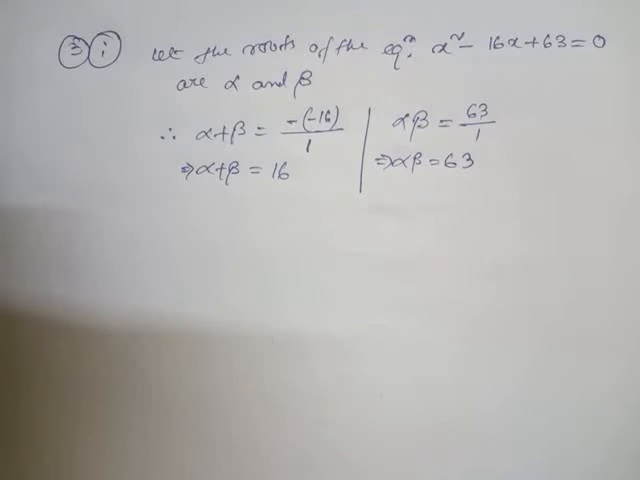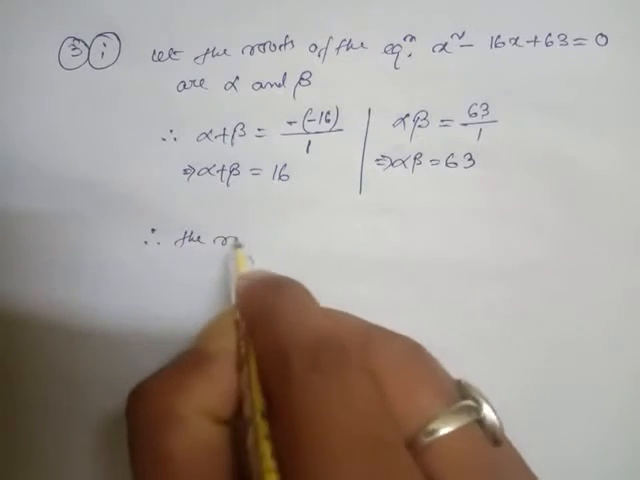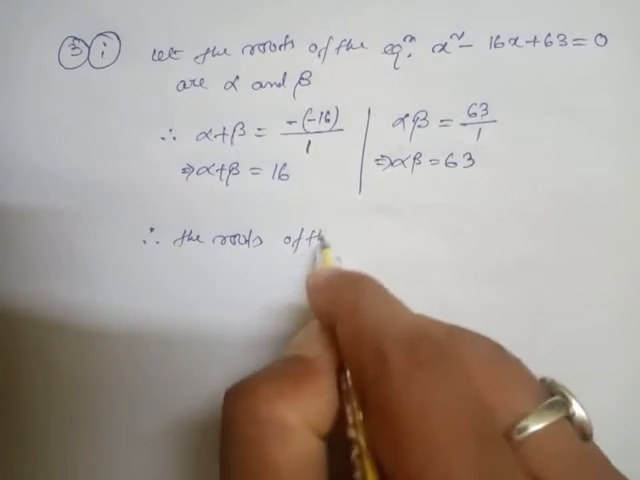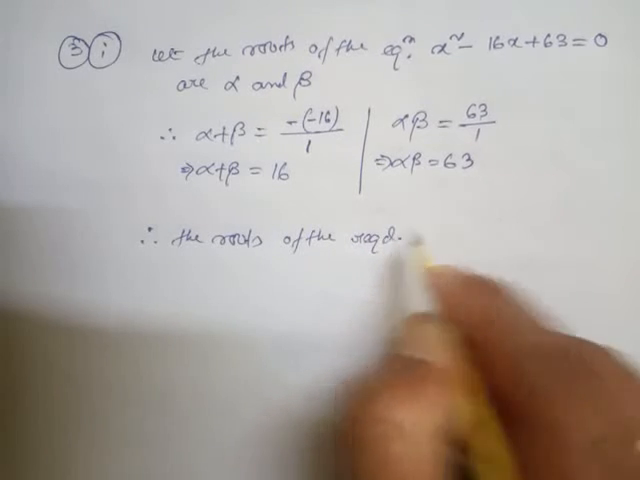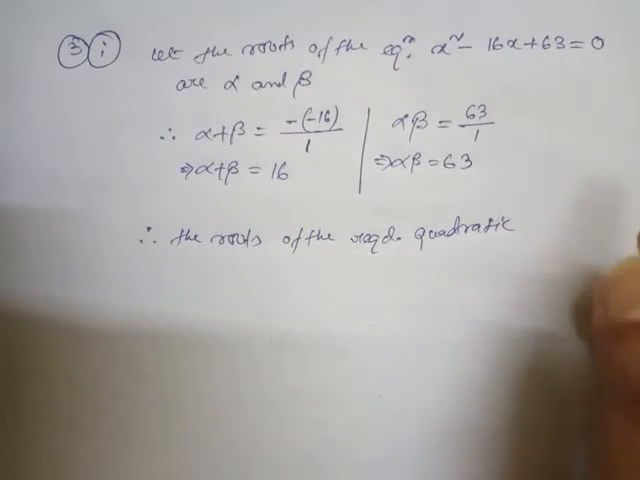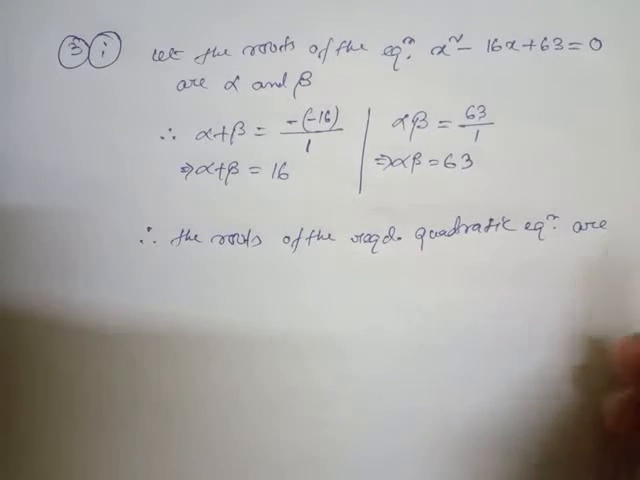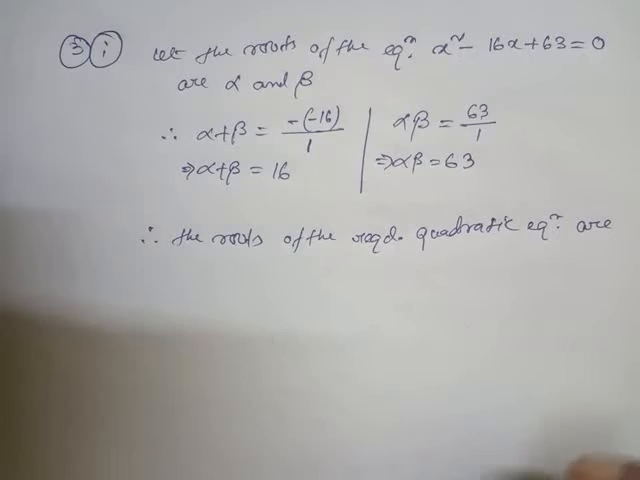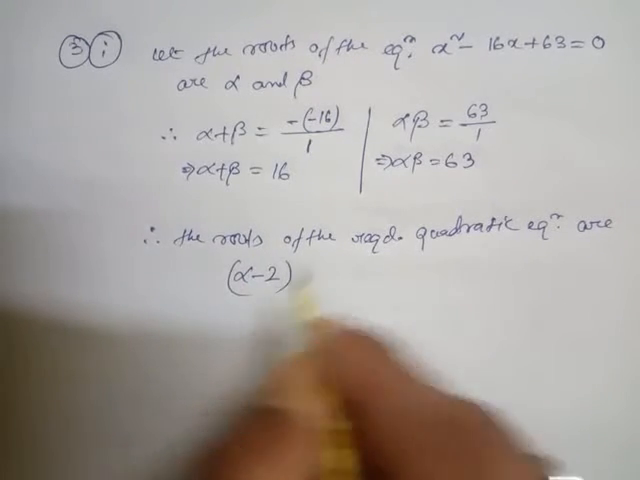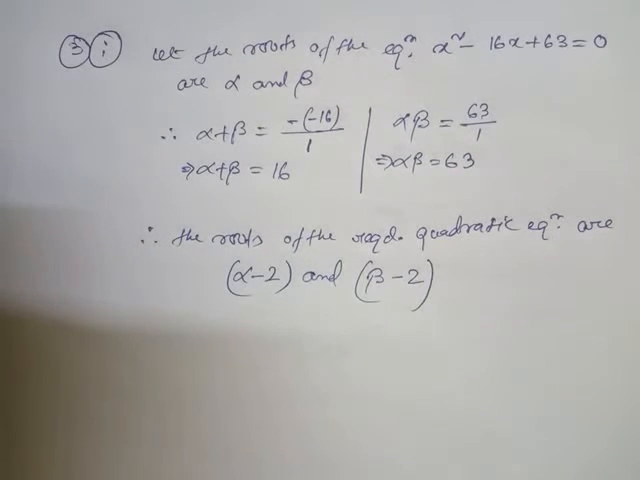Now look, student, according to the question, it is mentioned that the roots are 2 less, so we write down here: therefore the roots of the required quadratic equation are alpha minus 2, which is one root, and beta minus 2, which is the other root.